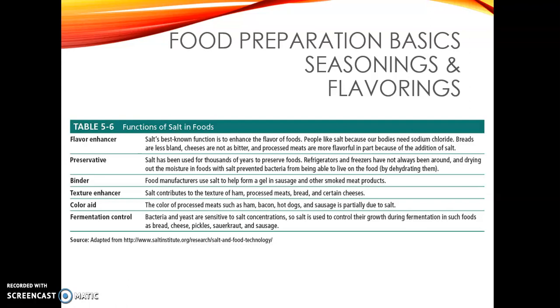So it can be a color aid for processed foods such as ham, bacon, hot dogs, and sausage, because the color is preserved with the use of salt. And then fermentation control: bacteria and yeast are sensitive to salt concentrations. So salt is actually used to control their growth during fermentation. It doesn't mean that it will prevent fermenting, but it'll make it a little bit harder to ferment, so you won't get too much fermentation too fast.